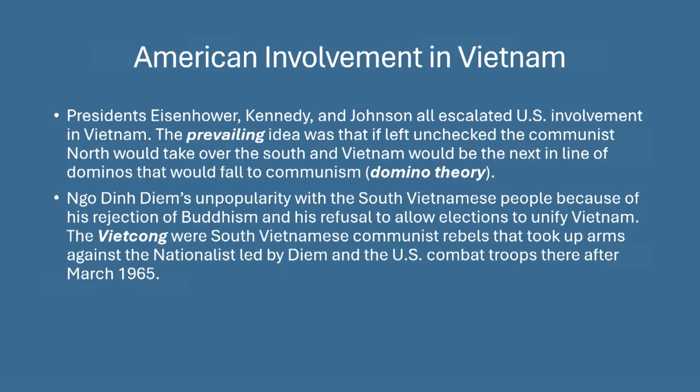American involvement in Vietnam. Presidents Eisenhower, Kennedy, and Johnson all escalated U.S. involvement in Vietnam. The prevailing idea was that if left unchecked, the communist North would take over the South, and Vietnam would be the next line of dominoes that would fall to communism. Ngo Dinh Diem was unpopular with the South Vietnamese people because of his rejection of Buddhism and his refusal to allow elections to unify Vietnam. The Viet Cong were South Vietnamese communist rebels that took up arms against the nationalists led by Diem, and U.S. combat troops arrived thereafter in March 1965.